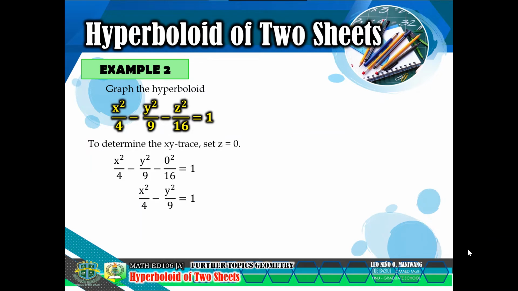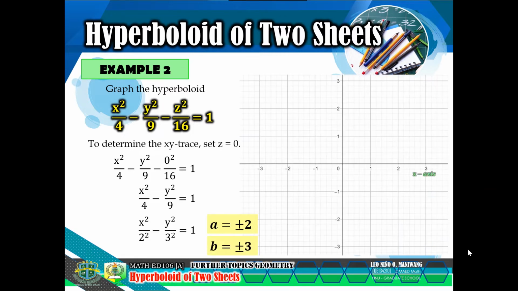Now, we can cancel out the z variable such that we have x squared over 4 minus y squared over 9 equals 1. That will be simplified further as x squared over 2 squared minus y squared over 3 squared equals 1. And thus, we have the value of a to be plus and minus 2 and the b to be plus and minus 3. Graphing, we have this our x-axis and our y-axis.